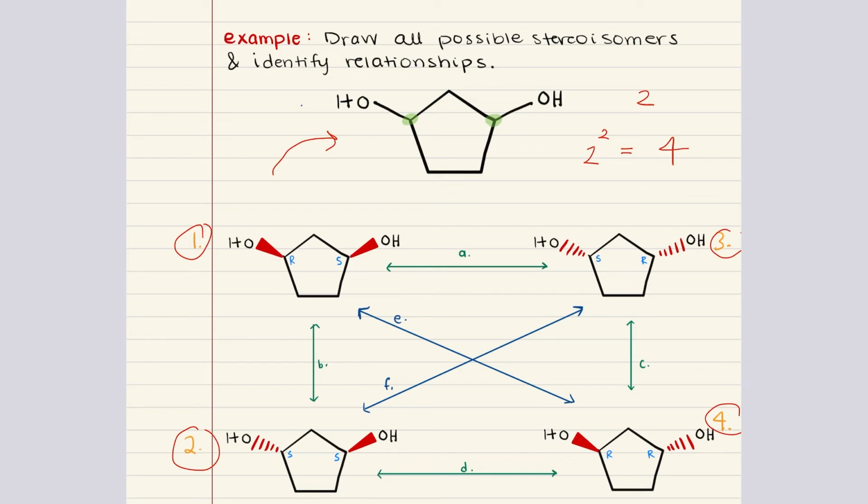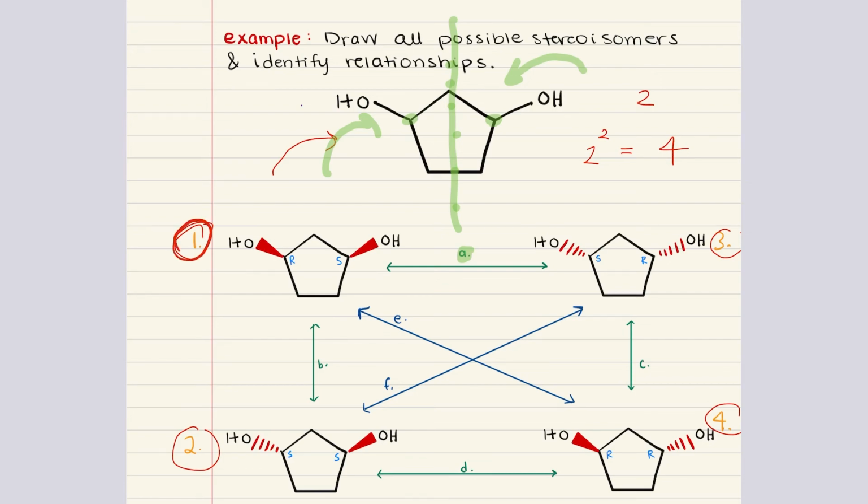Now, there's also another important observation, and that is if we cut this molecule in half right here, this side looks like this side, which means it has a plane of symmetry. That tells us that when we are identifying the relationship between different pairs of stereoisomers, we have to be cautious in identifying our meso compound. So let's begin to identify the different relationships between different pairs.